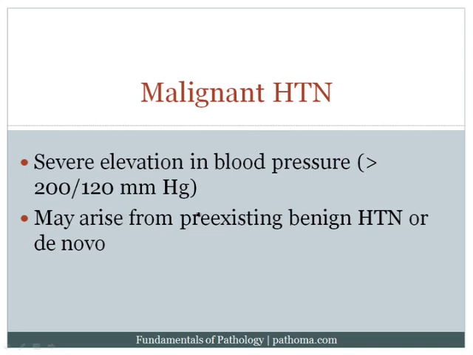Malignant hypertension, on the other hand, is a severe increase in blood pressure, characteristically greater than 200 over 120, and this can arise in one of two ways. It can either arise in a patient who has pre-existing benign hypertension. For example, the patient's got some long-standing hypertension and all of a sudden develops malignant hypertension. But it can also arise de novo in that the patient doesn't even have to have a history of hypertension. They can simply present with malignant hypertension.